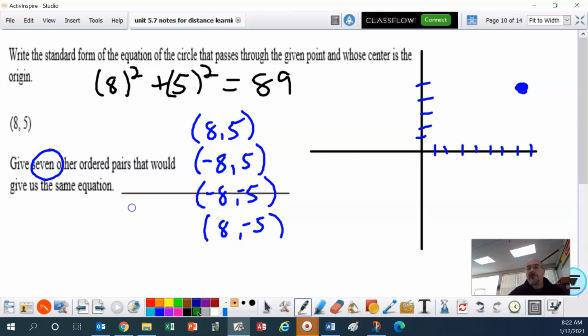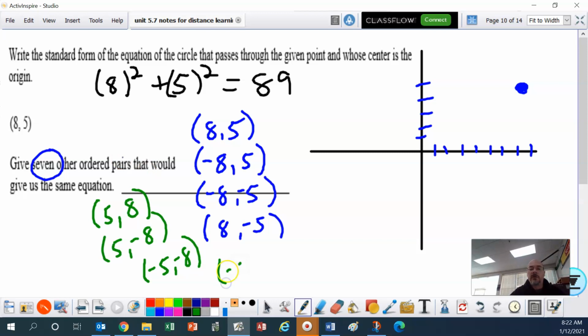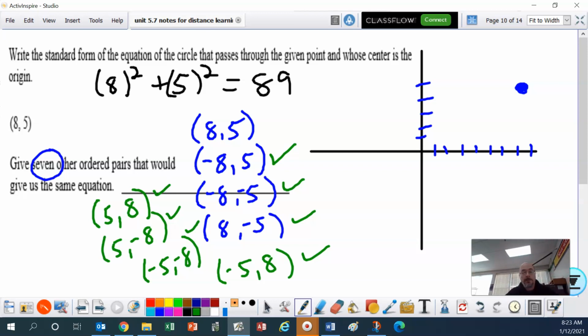Now I could switch the 5s and the 8s around. I could go positive 5, positive 8. I could go positive 5, negative 8. I could go negative 5, negative 8, and one more, I could go negative 5, positive 8. So I found 1, 2, 3, 4, 5, 6, 7 other ordered pairs that would give us that same equation. Pretty easy. If you didn't get it, rewind it and think about it again. All right, one example left.